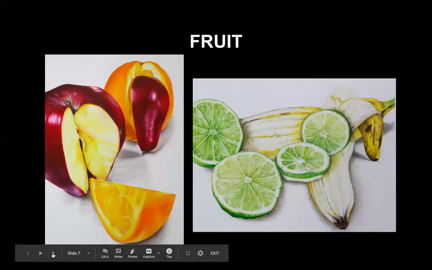Some suggestions: fruit is really great because it's naturally brightly colored. When you're thinking about fruit, you want to think about how you can make it active. Can you bite it? Can you slice it? Can you arrange it? Can you smash it? What are you going to do to communicate a story, as well as thinking about dramatic angles and composition?